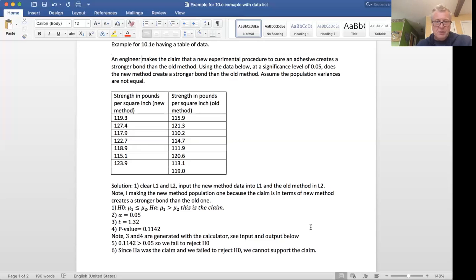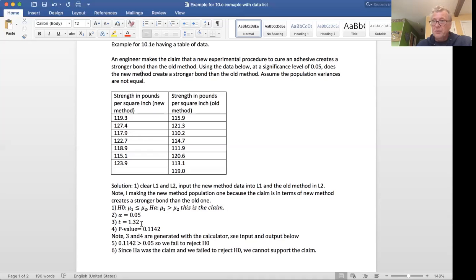So in this case, H0 is saying the strength of bond for the new method is less than or equal to the strength of bond of the old method. That means it's not effective. It's no more effective than the old method. Don't change. HA says the new method has a stronger bond than the old method. So that means it is effective. And this is the claim. Our level of significance is 0.05.